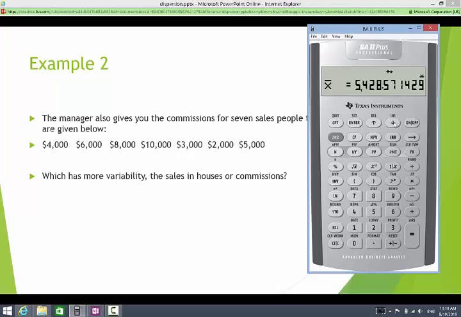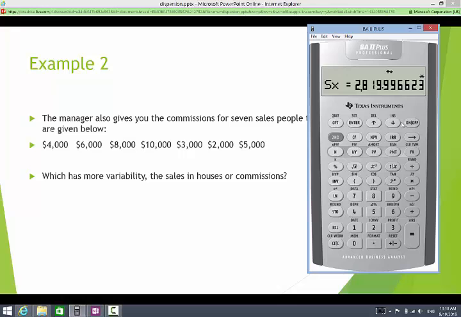Our mean is 5,428.57. I'm going to store that because I know I'll need it, so store in 0. And our standard deviation when we go down is $2,820 basically. So, which has more variation? Well, if we use the standard deviation, it's no contest, 2,819 versus 3.132. So we'd say, obviously, there's way more variation in commissions.